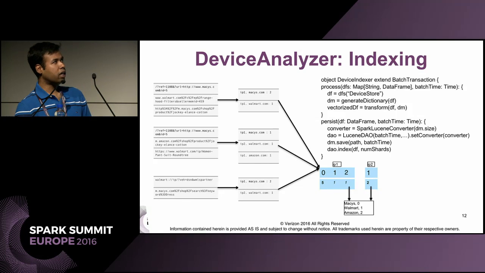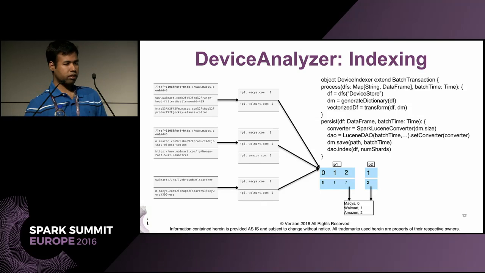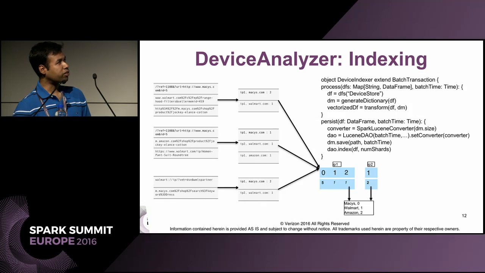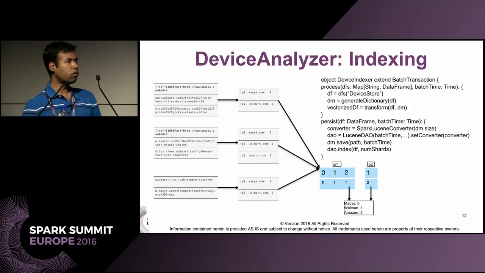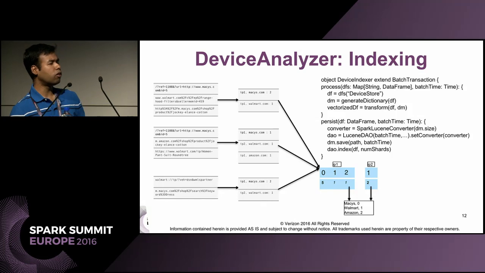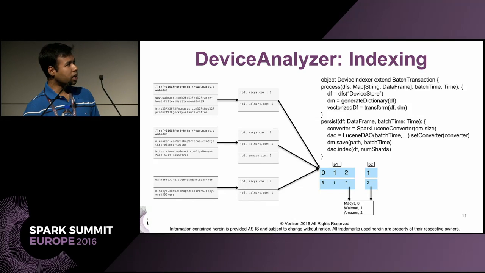So you are implementing your device indexer business logic, you extend your batch transaction, which is supported through Trapezium, and then you write your process function, you construct the dictionary, and the transform function will construct the vectors. So all this code is already part of LuceneDAO. You can look into this code actually. And then there is a persist. What the process does is that it only does the processing and gives the control back to Trapezium. So you are not writing anything in the process method. You are giving the control back to Trapezium, and Trapezium controls the write part.